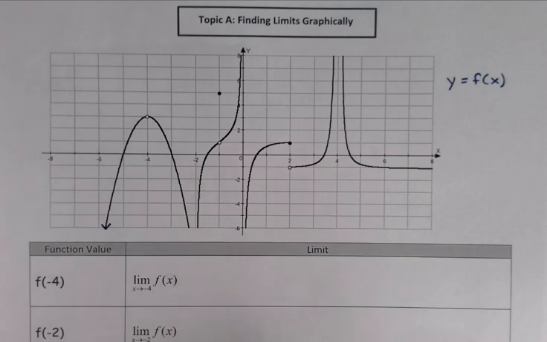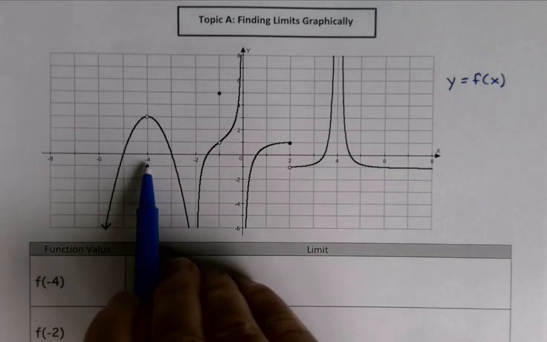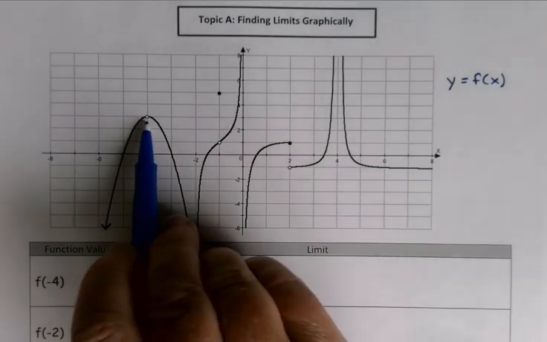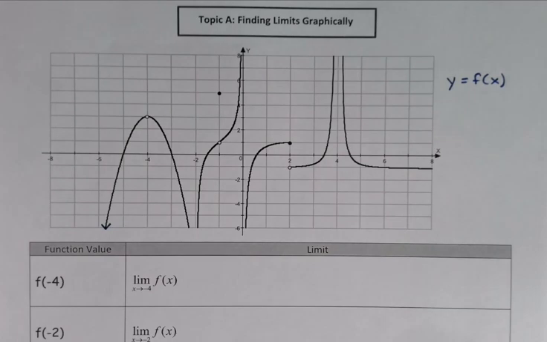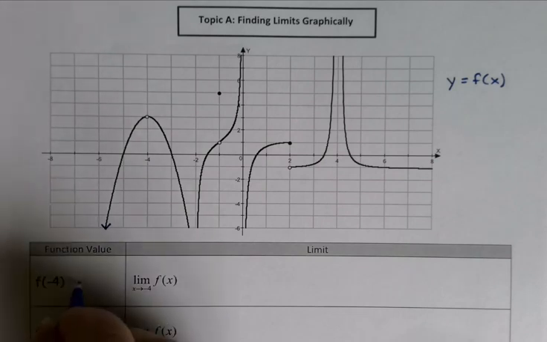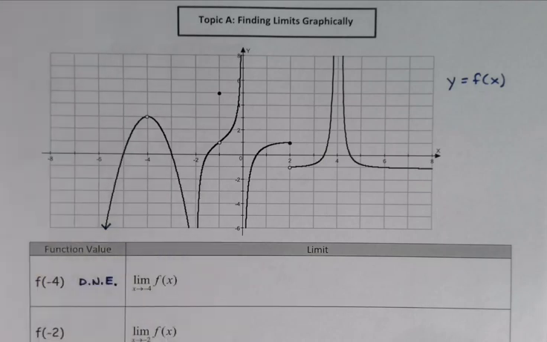Well, that's not terribly difficult to answer. When I look at -4, the y value doesn't exist. That little hole in the graph means there is no y value. So I'm going to say f of -4 does not exist. And since does not exist is something we're going to be writing a lot, I'm going to abbreviate that as DNE.